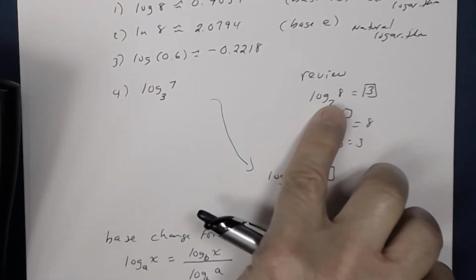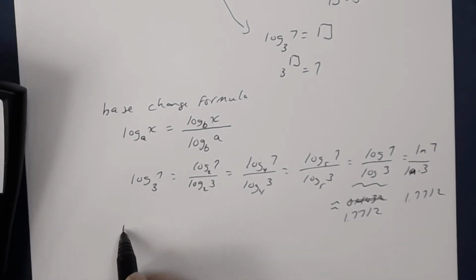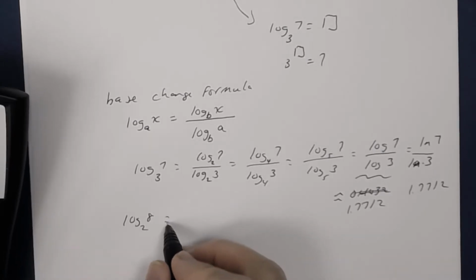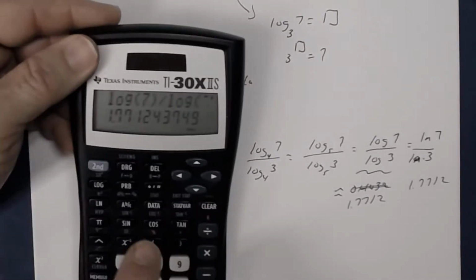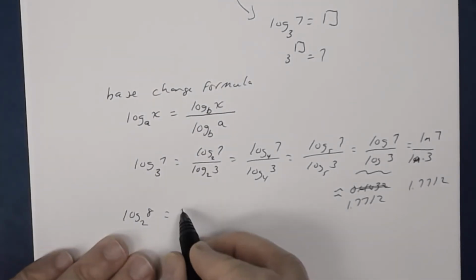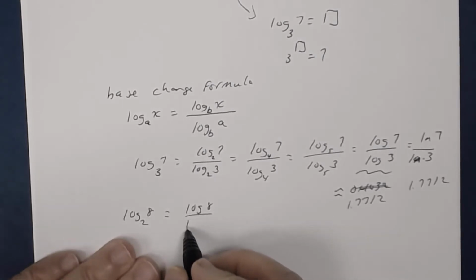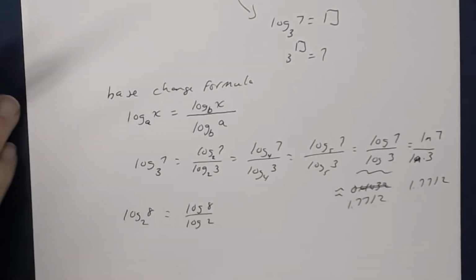So let's use a calculator with this. We have the log of 8 base 2. Let's use the base change formula. According to the base change formula, I can change this base to any base I want. It does not matter. But since I'm using a calculator, let's use base 10 or base e. I'm just going to use base 10. So I'm going to say log of 8 divided by, and what do I say? Log of 2, right? The argument goes in the numerator, the base goes in the denominator, just like that. Now use a calculator.